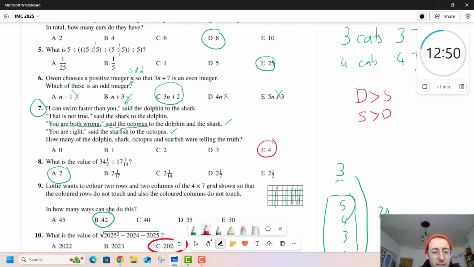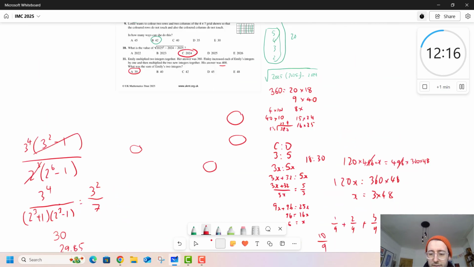Or, if this guy's not true, if he's wrong, then he's right, which means he's wrong, and he's wrong. So it could be 1. But they could all be right. It depends if they can swim at the exact same speed, I think. I think it's either 4 or 1. I don't know. I'll take the loss on that. I'm not sure.